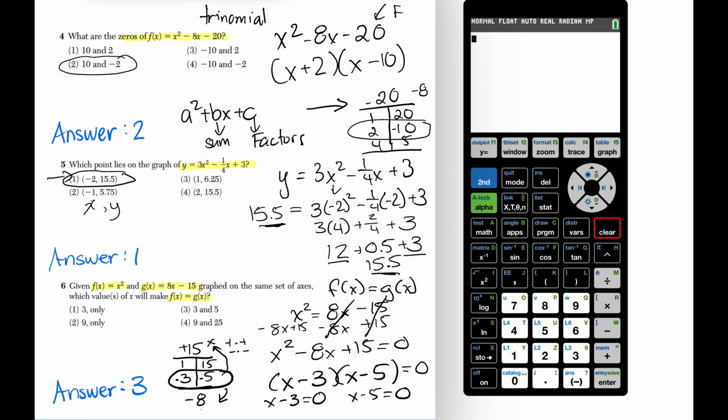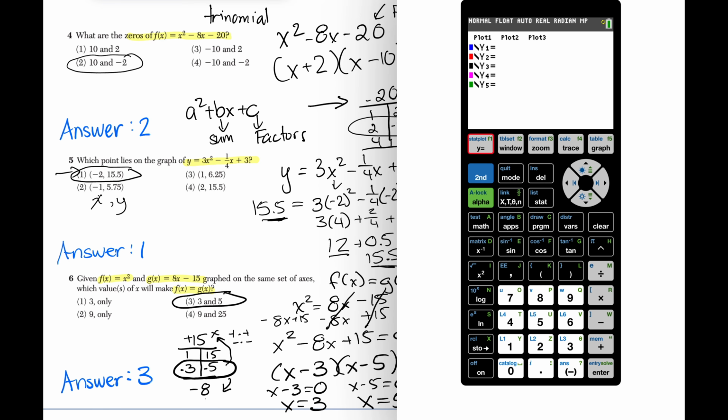And when you solve the first one, x minus 3 equals 0, so I know x is equal to 3. And x minus 5 is equal to 0, so x is equal to 5. And there's our answer. This one took a little bit more work, but we're able to do it. Another way you could solve this though is by actually putting it into your graphing calculators.